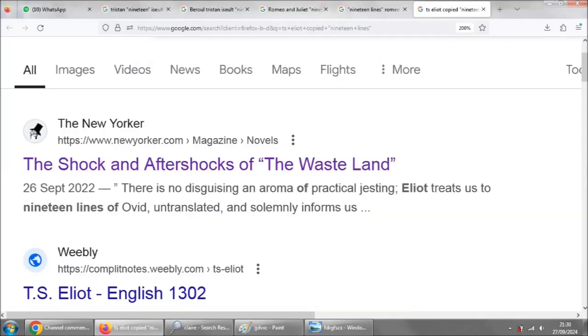And when we examine Eliot, what do we find in his history? This is what we find. Let me just show. You could read this yourself. There is no disguising an aroma of practical jesting. Eliot treats us to 19 lines of Ovid untranslated. 19 lines of Ovid untranslated in his work known as The Waste Land. So Eliot is telling us about Ovid in his poem called The Waste Land, and he reproduces 19 lines of another poem untranslated.